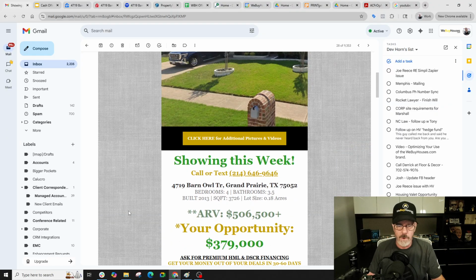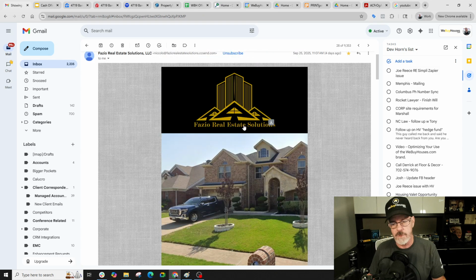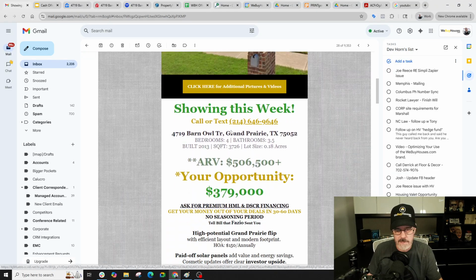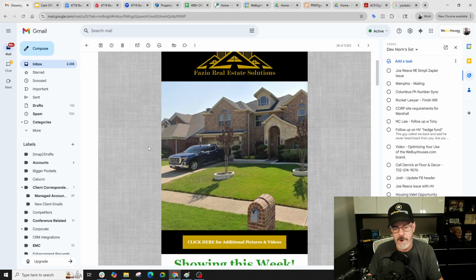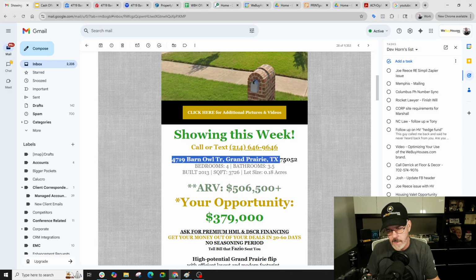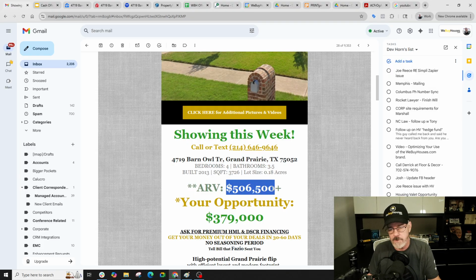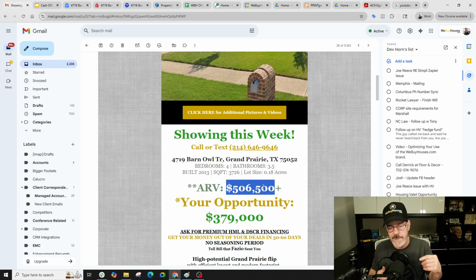So we're looking at this property from Fazio Real Estate Solutions. They're a local wholesaler. They're a great company. They go out and get a lot of stuff under contract, and then they give you excellent information. We're going to look at the photos of this property in just a second. But they're saying that this property at 4719 Barn Owl Trail in Grand Prairie, Texas, has an ARV of 506. And so we'll check that, see if our ARV calculation is in line with theirs.